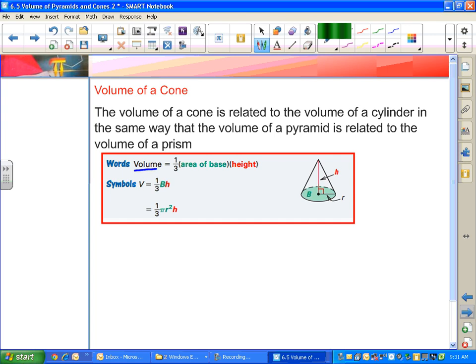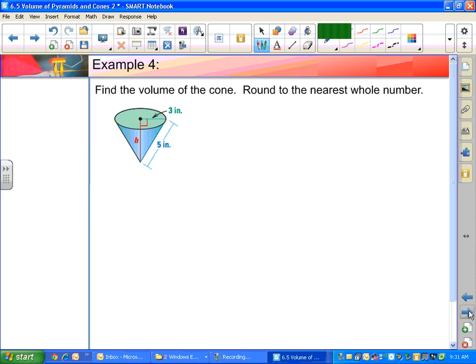So we say that the volume of a cone is equal to 1/3 times the area of the base times the height. But of course, since this is a circle, the area of the base is given by the formula pi r squared. So my volume will be equal to 1/3 pi r squared times the height. That gives me the area of the base that I want, and then we need to know the height. And of course, pay attention because we might have been given the slant height. So let's do an example.